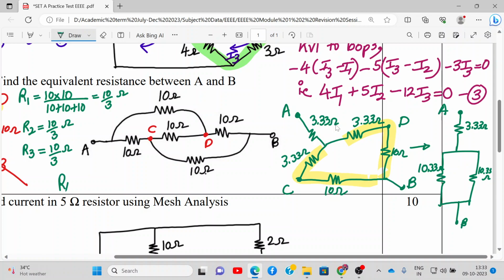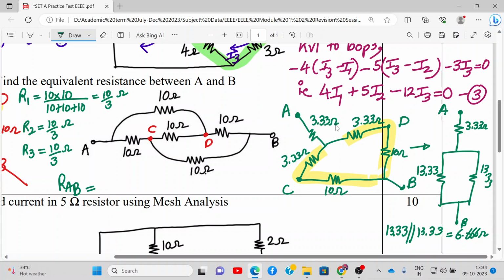So what will be RAB? Again over here, these two will be in parallel. So I can write it down, 10.33 parallel to 10.33, and oh sorry, not 10.33, it will be 13. So sorry for that. 10 plus 3.33, that will be 13.33 ohms. So here also it will be 13.33 ohms. All right, and that comes out to be 6.666 ohms.